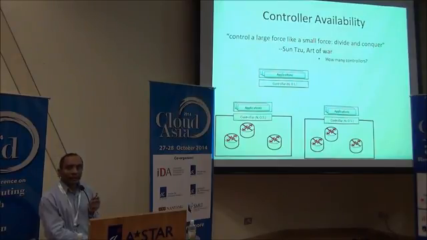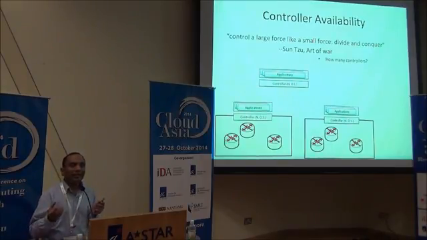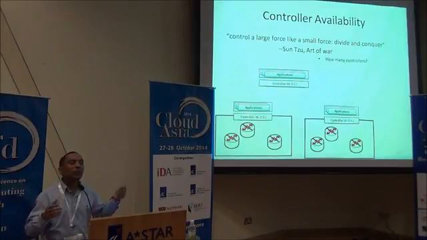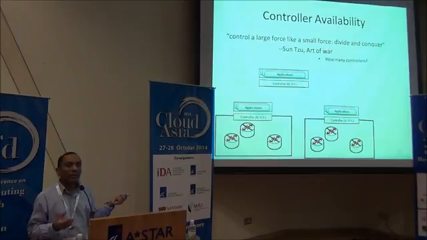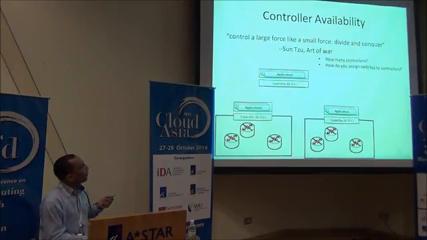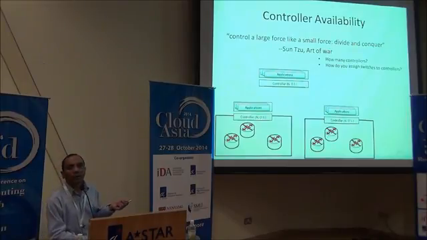Again, with SDN, one challenge is that no one actually tells you. Just like OpenStack, I explained to you a lot of configuration choices. Here you have a configuration choice that you have to make. The decision is how many controllers you want. How do you assign switches to controllers? Which switch should be assigned to which controller? How do you group them?